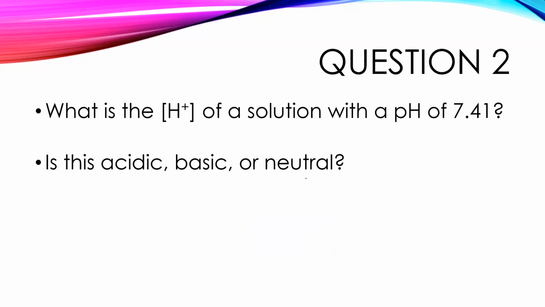Question number 2 asks you, what is the hydrogen ion concentration of a solution with a pH of 7.41? Is this acidic, basic, or neutral? Pause your video and come back when you have your answers.